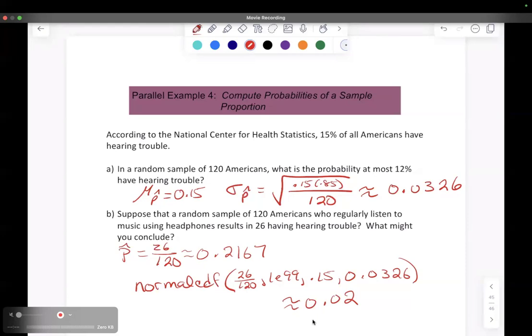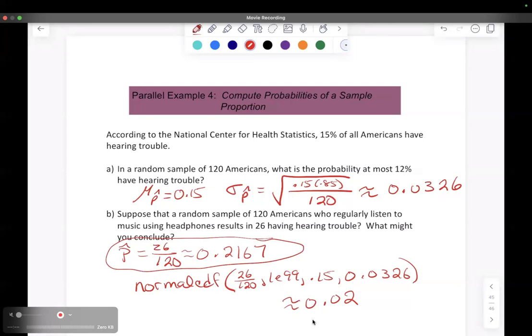Did you have a question, Hannah? I do have a question. When it comes to question B, when it says 120 Americans and then it results in 26, is this just kind of common sense? Like in our heads, that seems like a lot, so we're going to put that number in front. Right, because this is higher than 15%, I'm saying what is the probability of having a sample with greater than or equal to that?